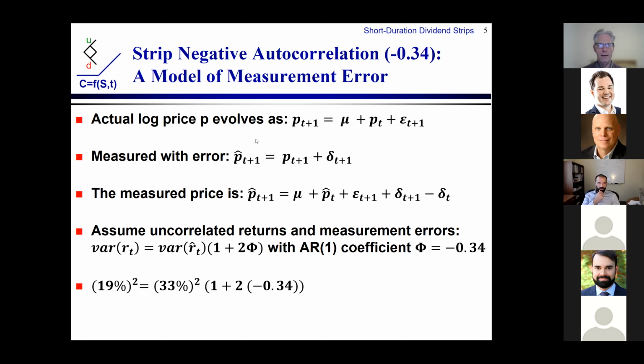Ben, at this stage, set up a very straightforward model of measurement error, so simple that even I can follow through it.